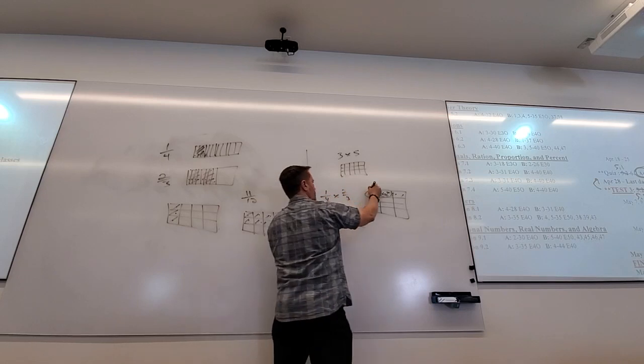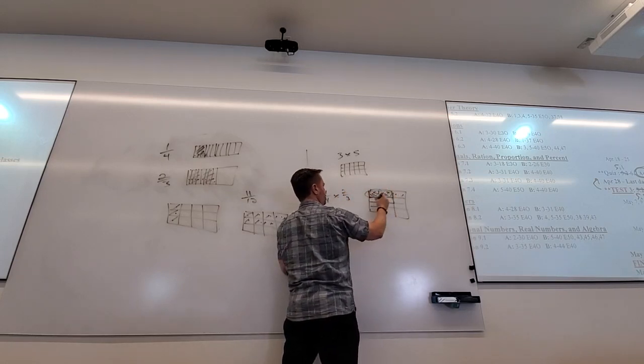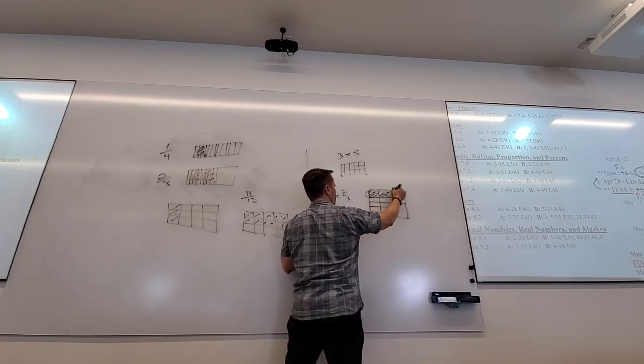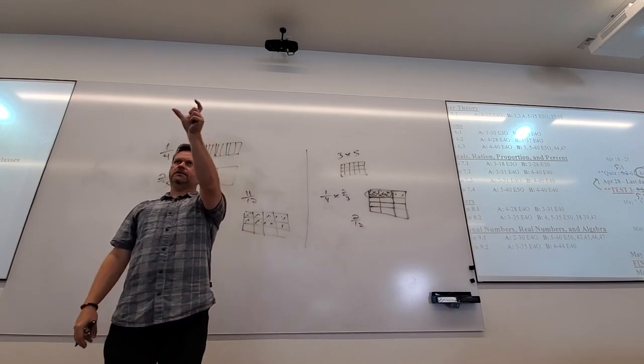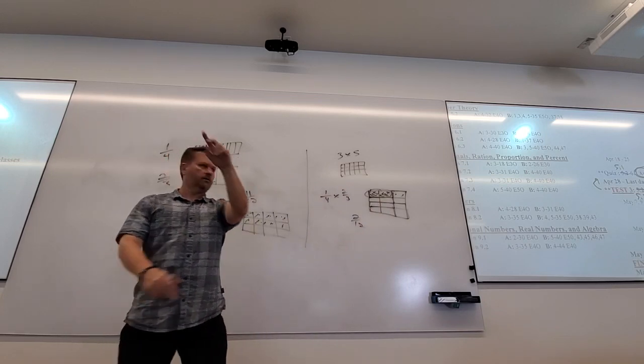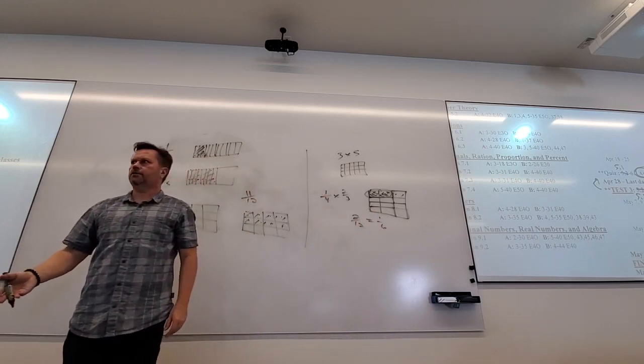And of course, now here's what's really nifty about this. If I look at this as one piece, do you see how there's 1, 2, 3, 4, 5, 6 of those? So how many of those pieces have I shaded? 1. So that is another way to show that 2/12 reduces to 1/6 visually.